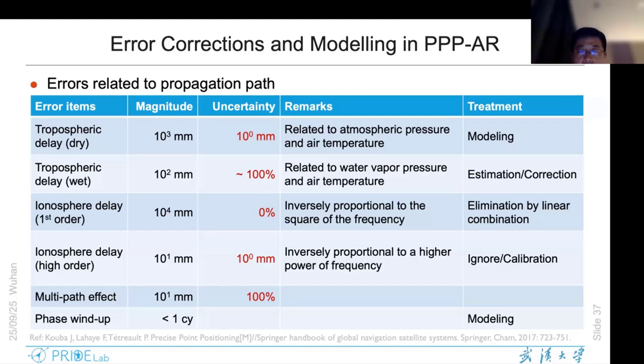For the ionosphere delay, in the PPP processing, we normally use the linear combination of the L1 and L2 signals to have the first order of ionosphere delays eliminated. But we still have some higher order ionosphere delay kept in the observations. So then we can use some global ionosphere map to have this error compensated. But this kind of error is quite small. If you want to improve your global reference frame precision, you can think about it. But most of the time, you don't need to take this into account.